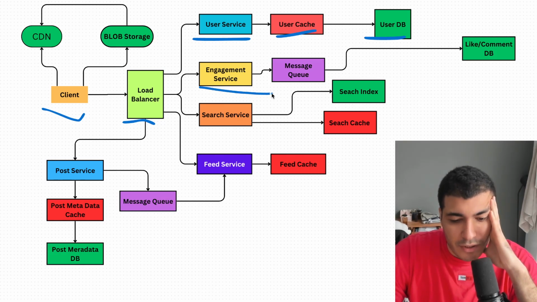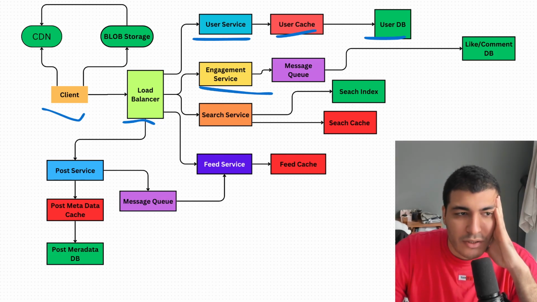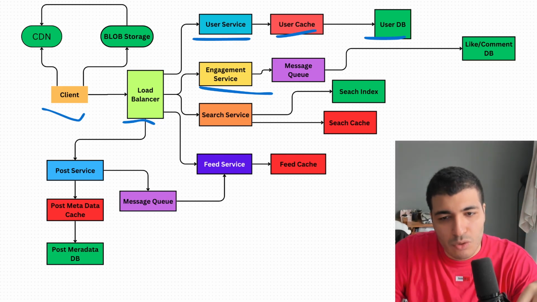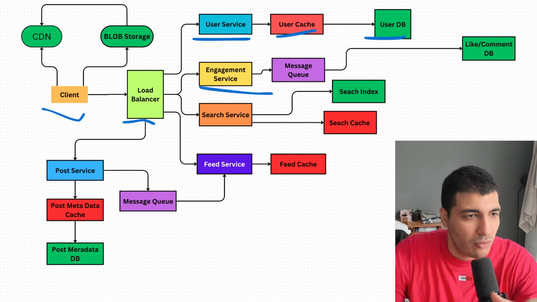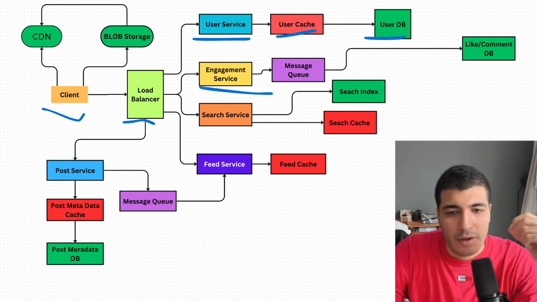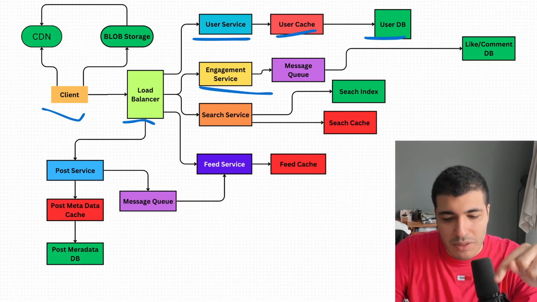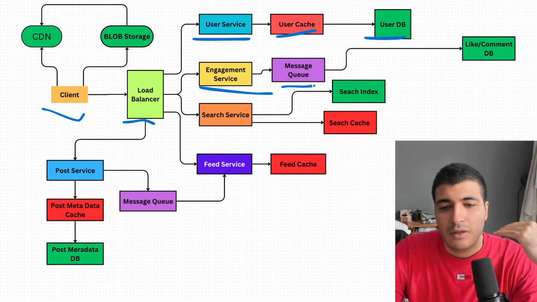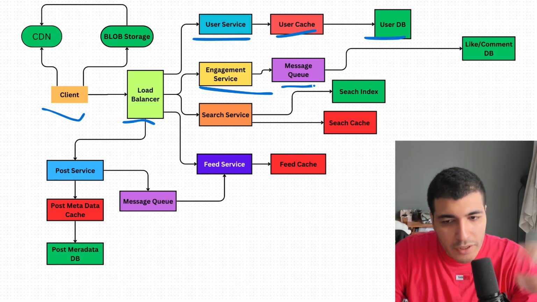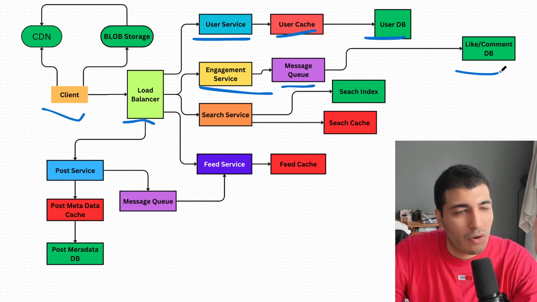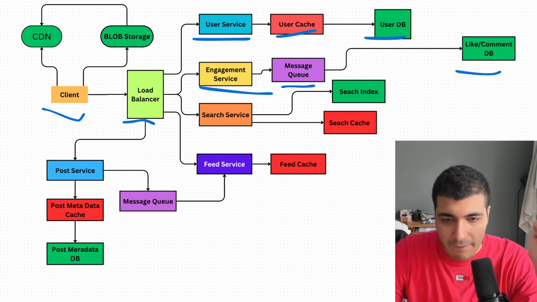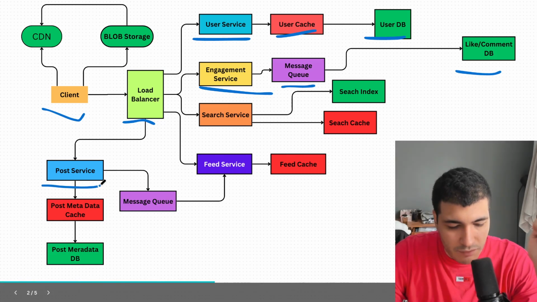Next, we have the engagement service. So the engagement service handles all interactions like likes, comments, follows, etc. It pushes the engagement events to the message queue, and it will store the structured engagement data in the like, comment DB.